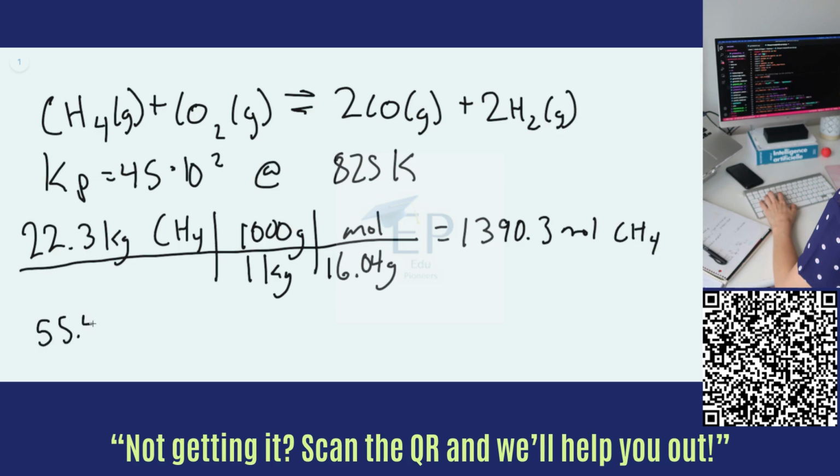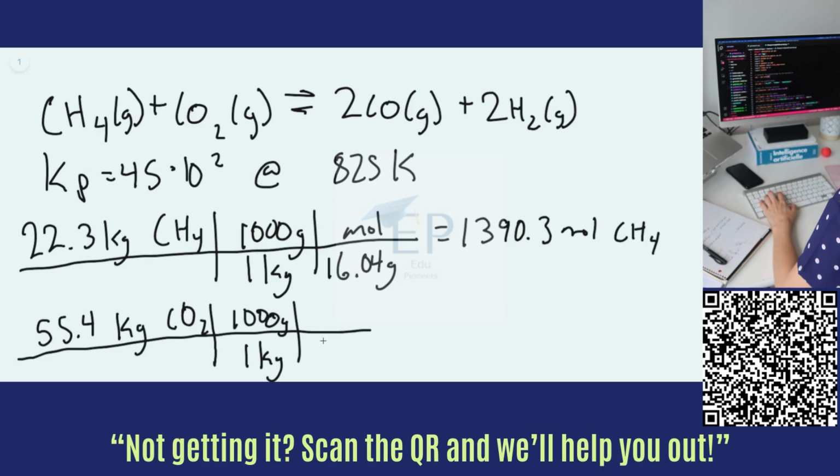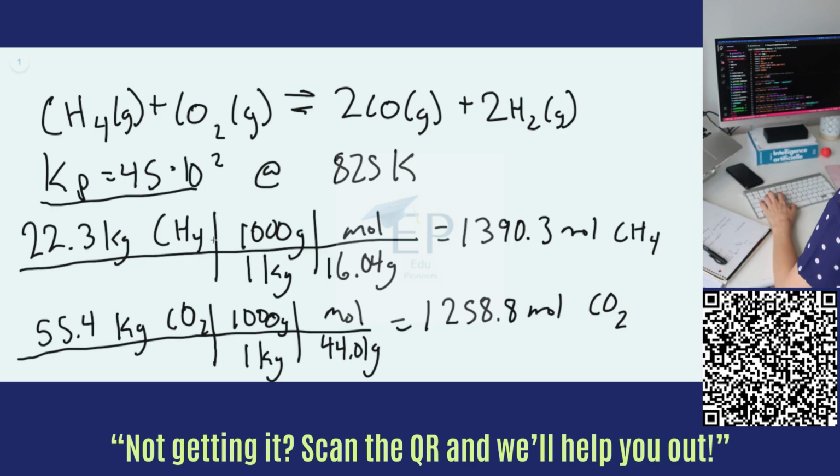And we can do the same thing with our CO2. We start out with 55.4 kilograms of CO2. We convert it into grams and then use the molar mass, which in this case is 44.01 grams per mole, and that gives us 1258.8 moles of CO2.